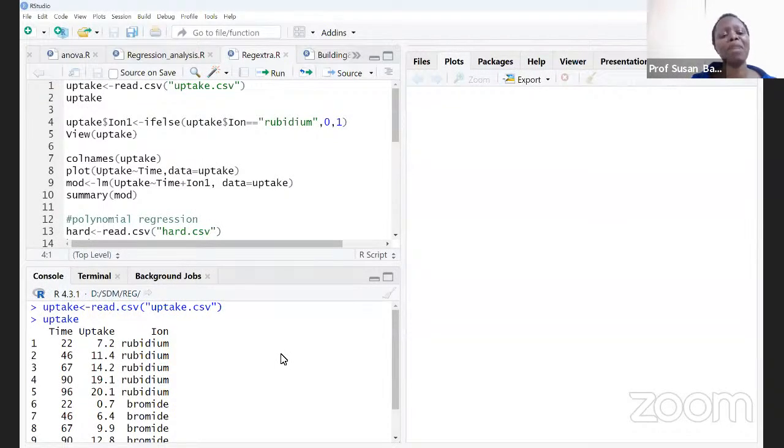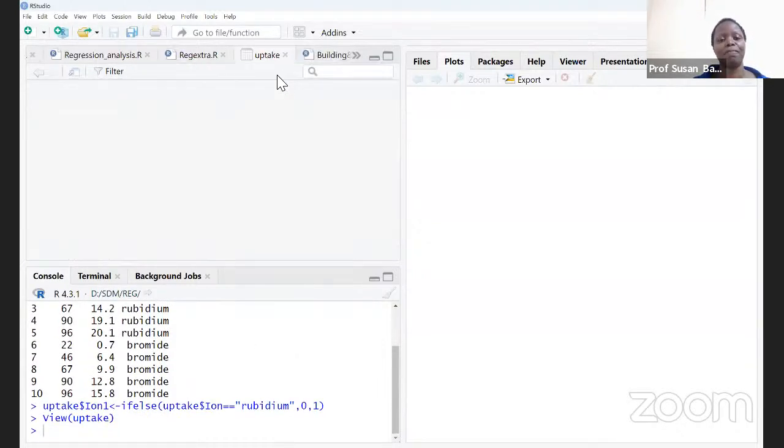And remember that we have a categorical variable, which is rubidium. And I want to create a variable with the codes where rubidium will be 0 and bromide will be 1. So the next line is to create a new data set. So we are saying uptake, look for iron. The object name is uptake$iron1. Assign ifelse uptake$iron is equal to rubidium, then give it 0, otherwise 1. So that is line 4. So I'm going to run line 4 and view my data.